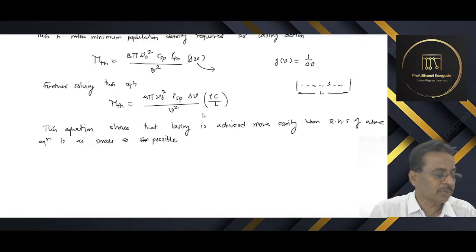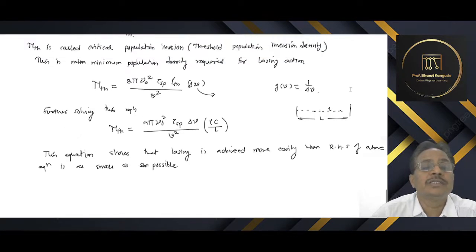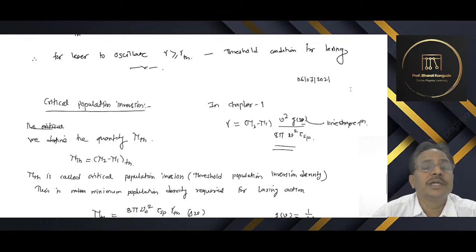with the lowest possible pumping power, the atoms must have a narrow line width. So this delta nu should be as small as possible to get this particular value as high as possible in this case. So in order to achieve critical inversion with the lowest possible pumping power, the atoms must have a narrow line width delta nu, and this sets the condition on the atoms to be used. This particular condition is called the critical population inversion.